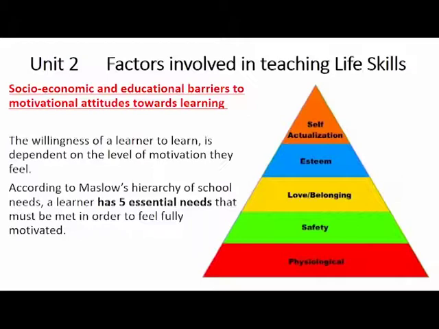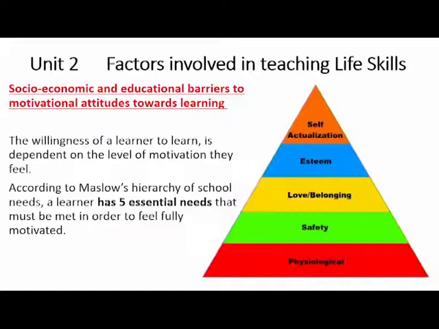We move on to Unit 2, so the factors involved in teaching skills. And here we're going to look a little bit at the socio-economic and educational barriers to motivational attitudes towards learning. So we will look at the things that prevent a learner from having the motivation to learn in school. So the willingness of a learner to learn is dependent on their level of motivation. If a person is not motivated, then they won't be willing to learn more. So Maslow's hierarchy of school needs: a learner has to show 5 essential needs that must be met in order for them to feel fully motivated.